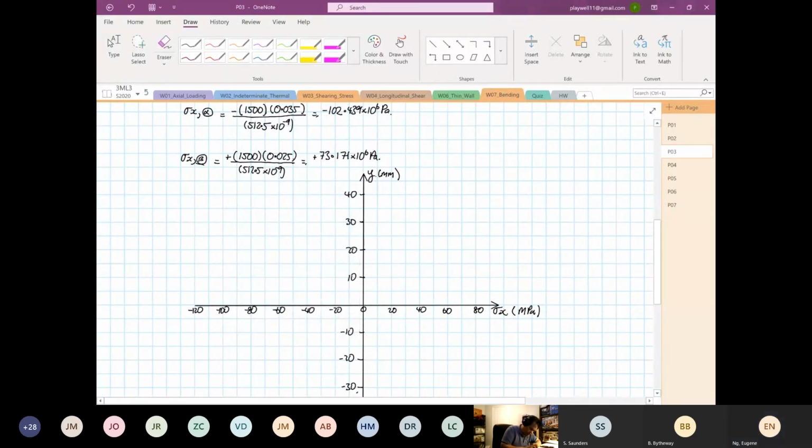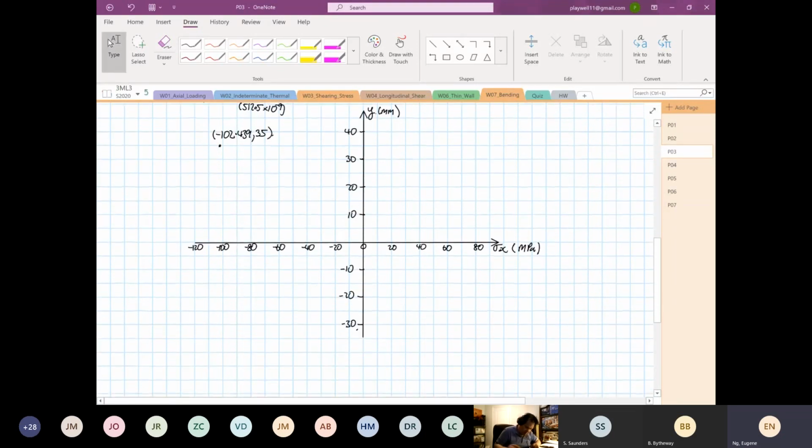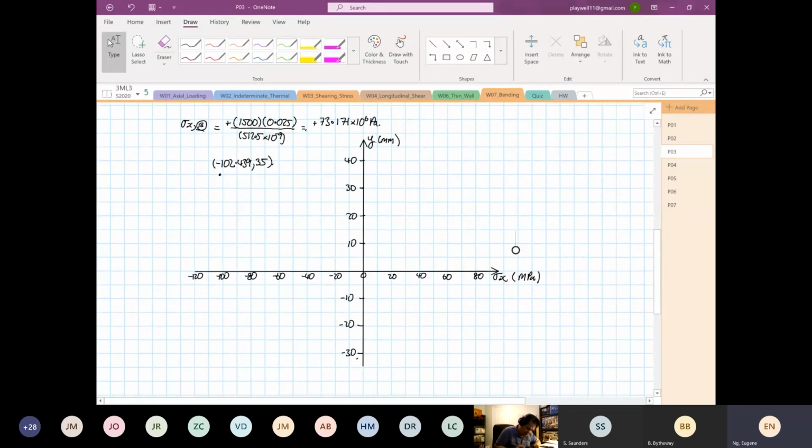Okay. So this is your minus 102.439. And then this is going at 35. And then at the other point, you have minus 25 running at 73. Okay, so as I say, I'm eyeballing this. So down here, this will be 73.171, and this is going at minus 25.